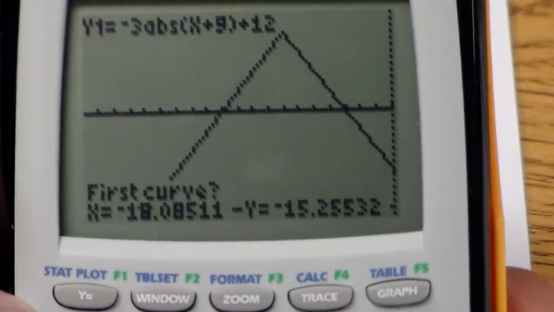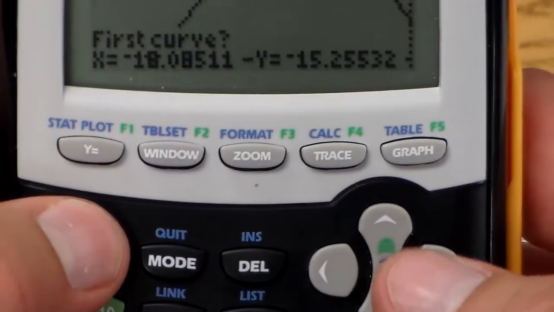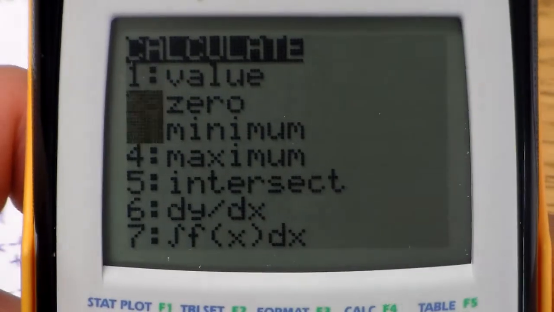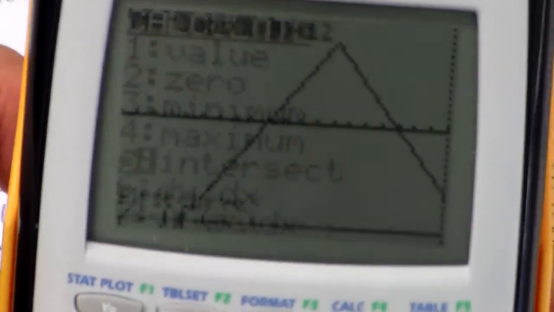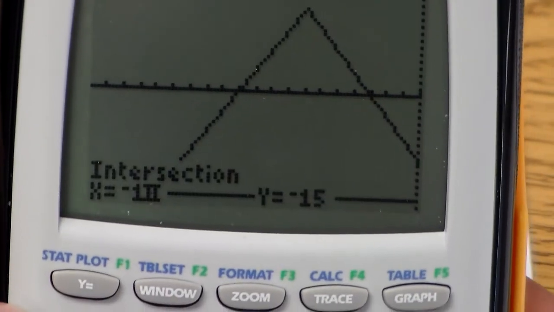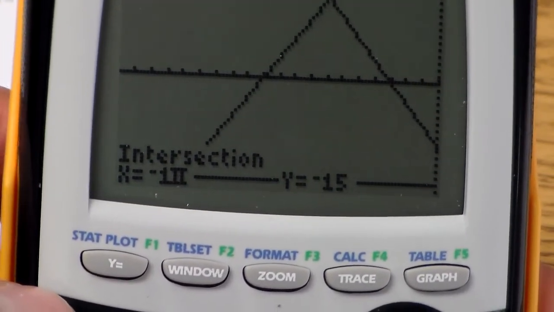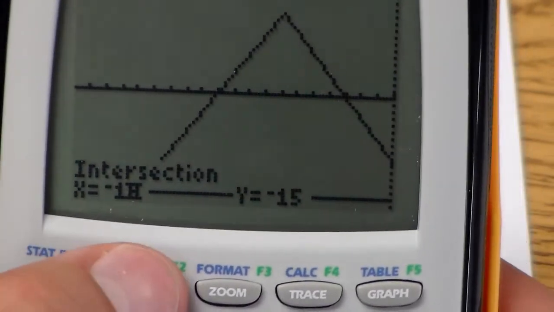So we'll go intersection. Again, that was a second button, which is right here, and then calc. And then intersection is option number 5. So then we'll go first curve, second curve, guess, third curve, bam. So that is negative 18, negative 15. There's still a line in the way, so I'm going to move it a little bit.